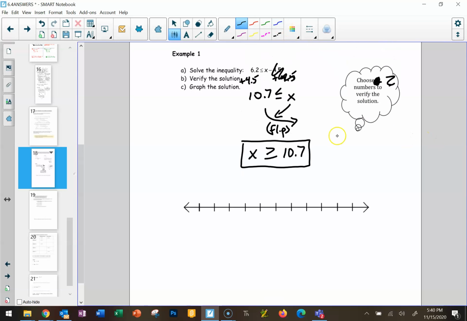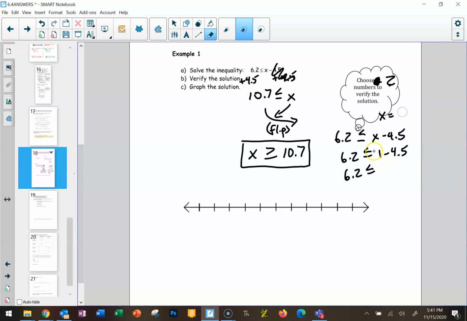So I'm going to work with my original statement. Okay, my original statement was 6.2 is less than or equal to x minus 4.5. Okay, let's substitute in x equals 1 on that one. And we start with 6.2 is less than or equal to 1 minus 4.5. So we've got 6.2 is less than or equal to, oh, what am I doing here? This doesn't check anything at all, does it? In fact, it's kind of pointless, isn't it? x has to be greater than or equal to 10.7. Geez, I wasn't checking anything at all.